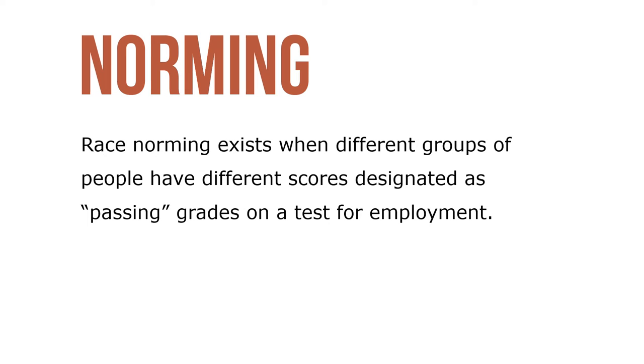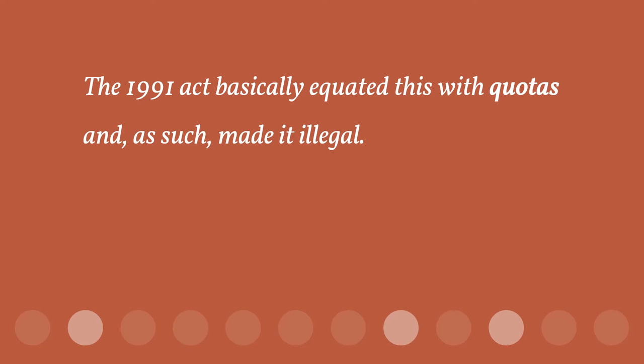Race norming exists when different groups of people have different scores designated as passing grades on a test for employment. One group may have higher requirements for passing grades, while another is allowed to pass at a lower level. The 1991 Act basically equated this with quotas and as such made it illegal.